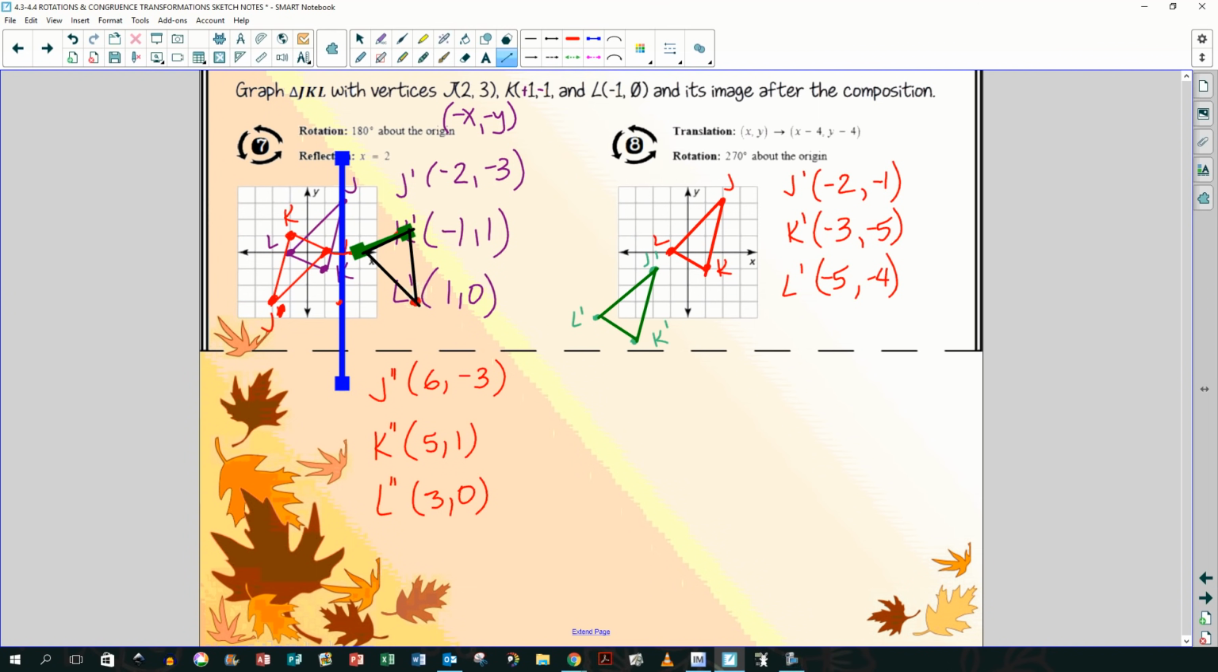So there is the first transformation, and then we're going to do the last transformation, which is now to rotate 270. Well, to rotate 270, what rule do we follow? So to rotate 270, we have to flip. So the y will become my x, and the x will be opposite. So now I've got J double prime, K double prime, L double prime.